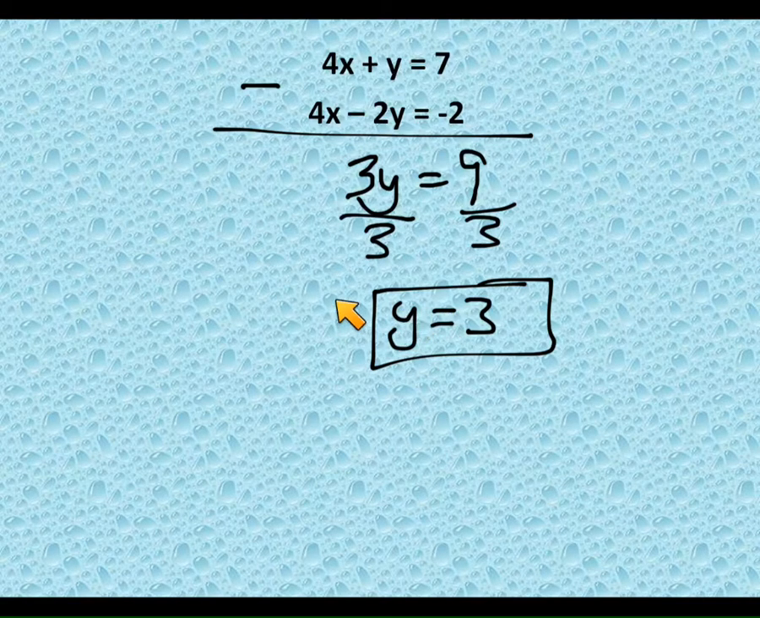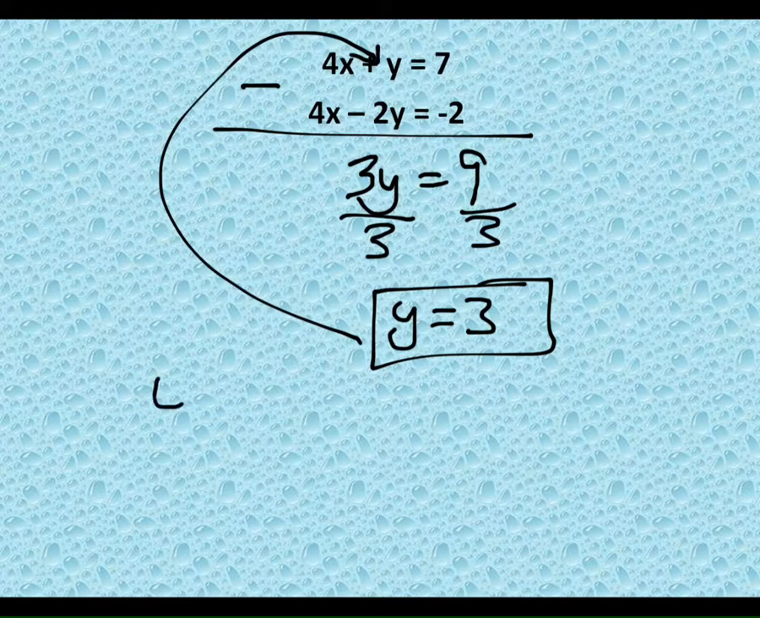So I can just take that y and plug it in to either one of these equations. I'm probably going to pick the top one. Why would I pick the top one versus the bottom one? Yeah, it doesn't have a coefficient in front of it. I just plug in y there. So let's take this y and plug it in right there. That gives me 4x plus 3 equals 7.